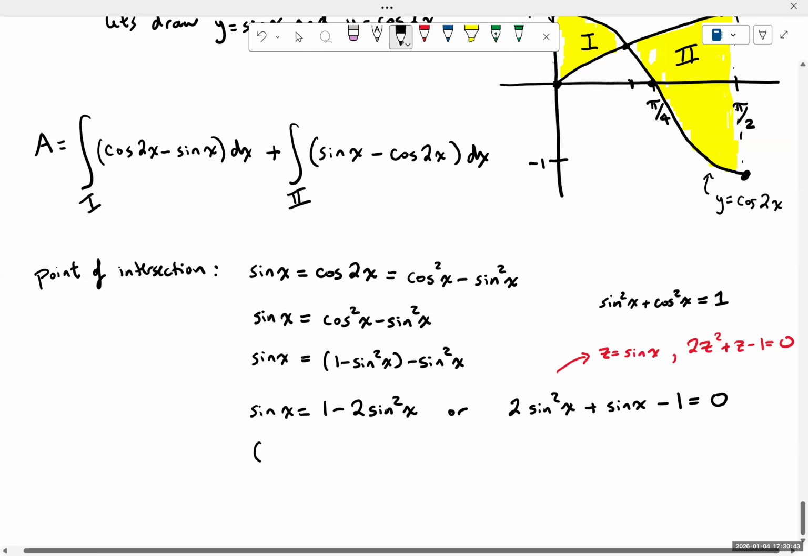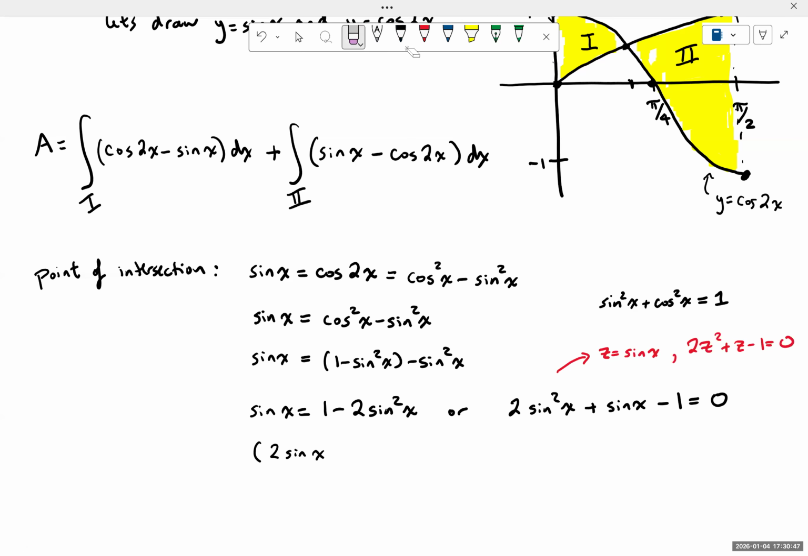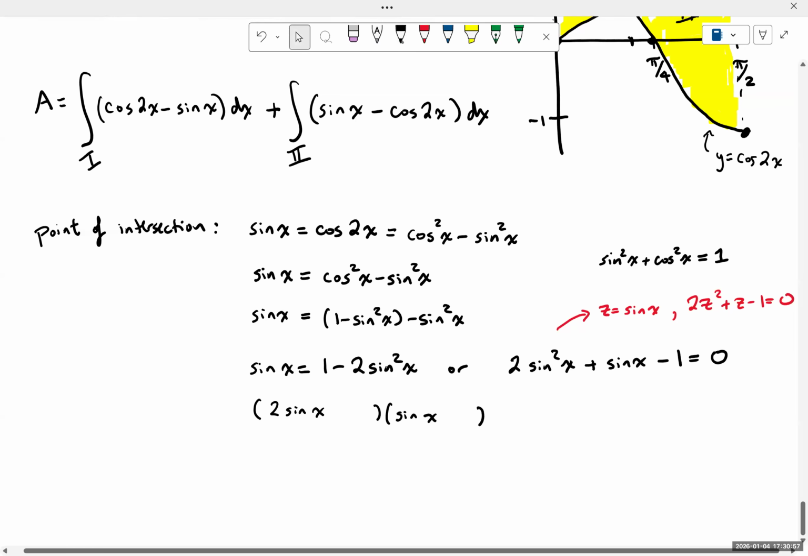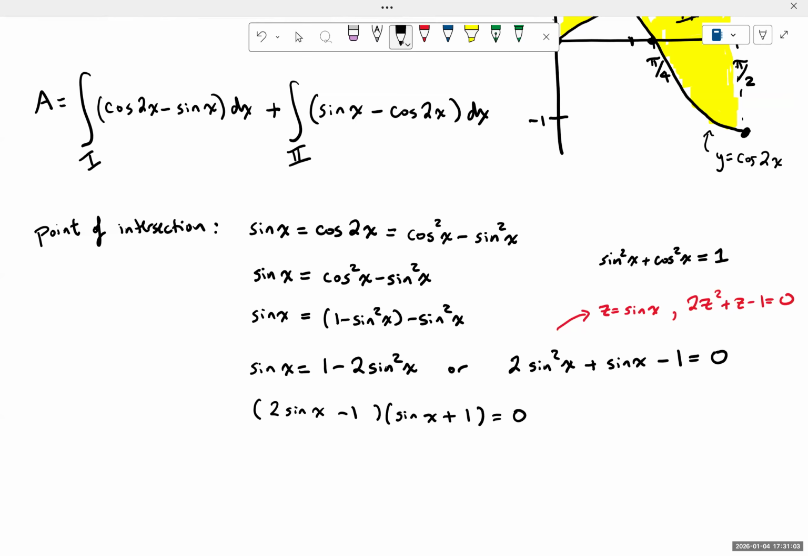So one of them is going to be 2 sine x. Let me leave enough space. Darn, I didn't even change it. And then the other one is going to be sine x. And you have negative 1, plus 1, minus 1. You want a plus here, so it's going to be plus 1 and minus 1. All right, there we go. So this gives me two possibilities. Sine x equals 1/2 and sine x equals negative 1.